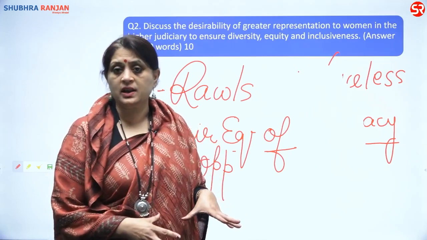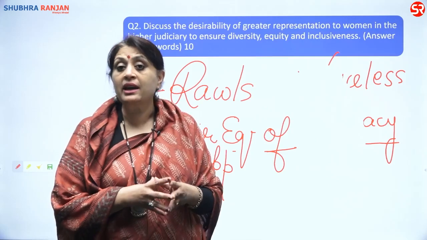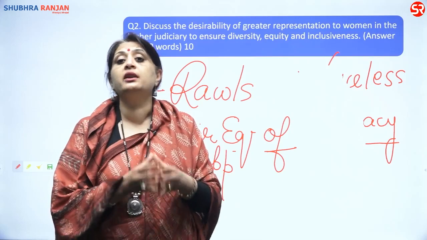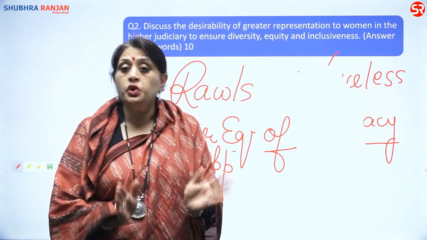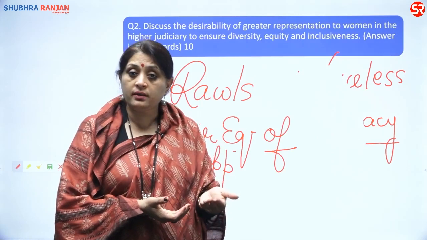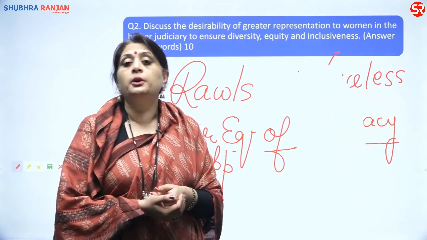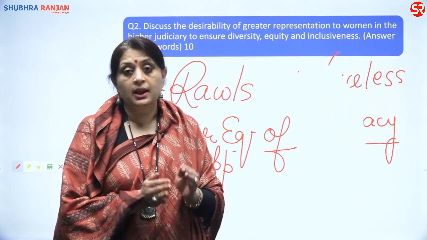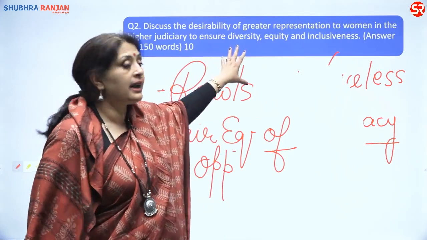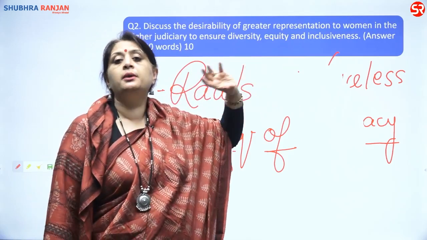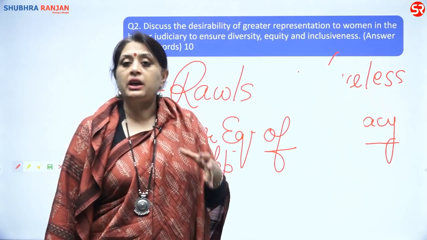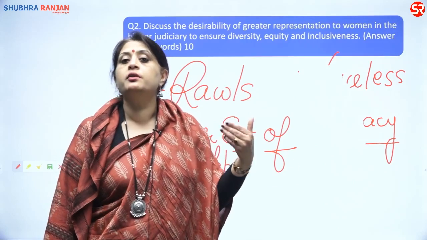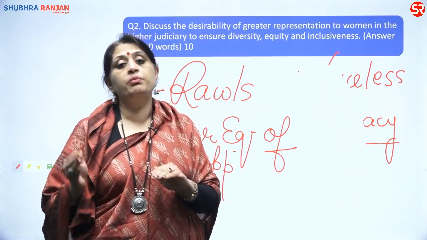But along with the transparency, the collegium system has to ensure the constitutional ideal of providing fair equality of opportunity to the vulnerable sections, for example, not just women, but also minorities and members of the Dalit community. And then you can say that you have established the desirability, but your answer will not end with it. You can write, what are the obstacles? Why are women not present? And what should be done?